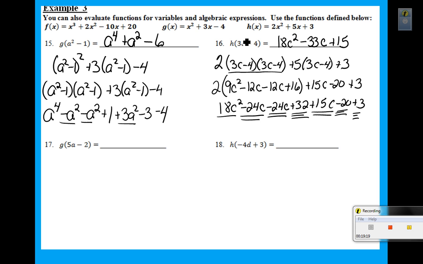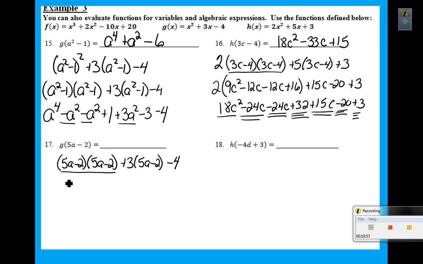Okay. Hey, here's my number 17 then. G of 5a minus 2. It's a little bit easier than the h one. So to find g of 5a minus 2, go hunt down the function of g. Plug in 5a minus 2 wherever you see an x. So I'm going to go 5a minus 2 times 5a minus 2. That way I know to FOIL it. Plus 3 times 5a minus 2 minus 4. I won't mess up the minus 4 this time.